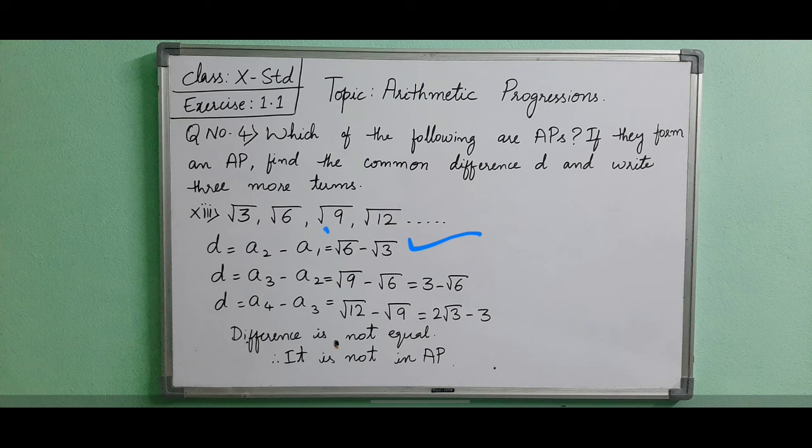Then the next two numbers: square root of 9 minus square root of 6. Square root of 9 is 3, so 3 minus root 6. Again these two are different. One has the square root sign, one does not, and their powers are different. That's why they cannot be subtracted. We are keeping it the same.